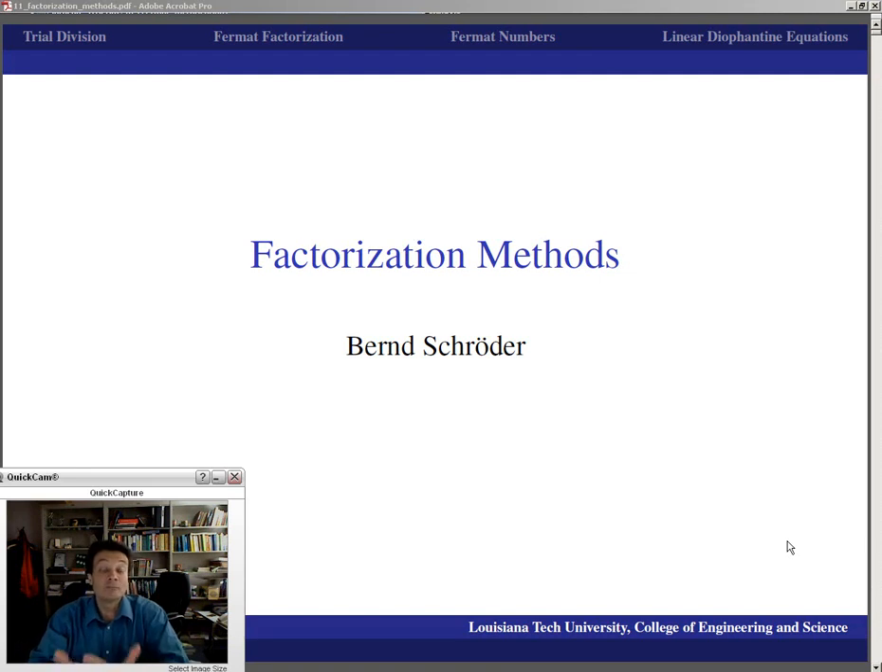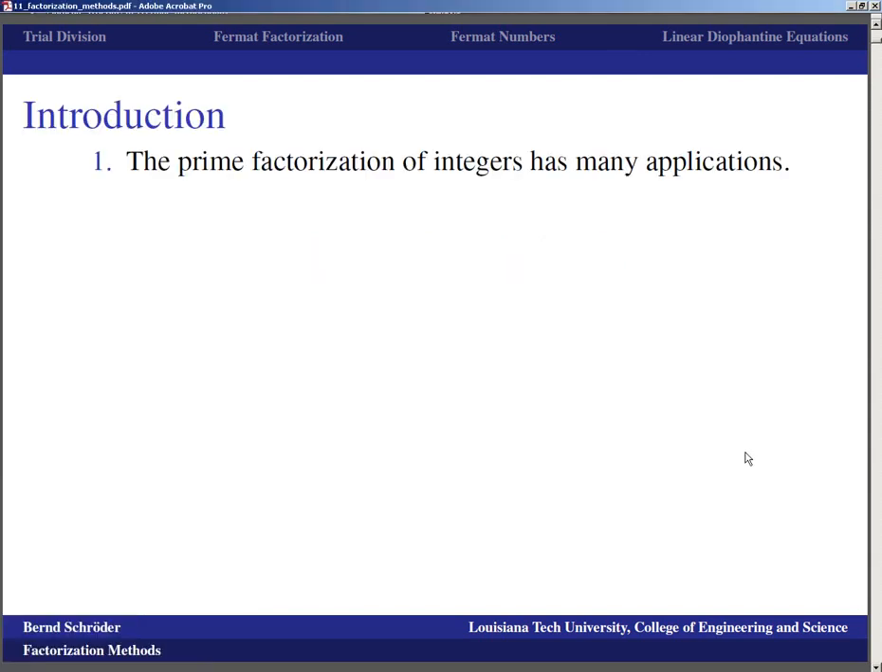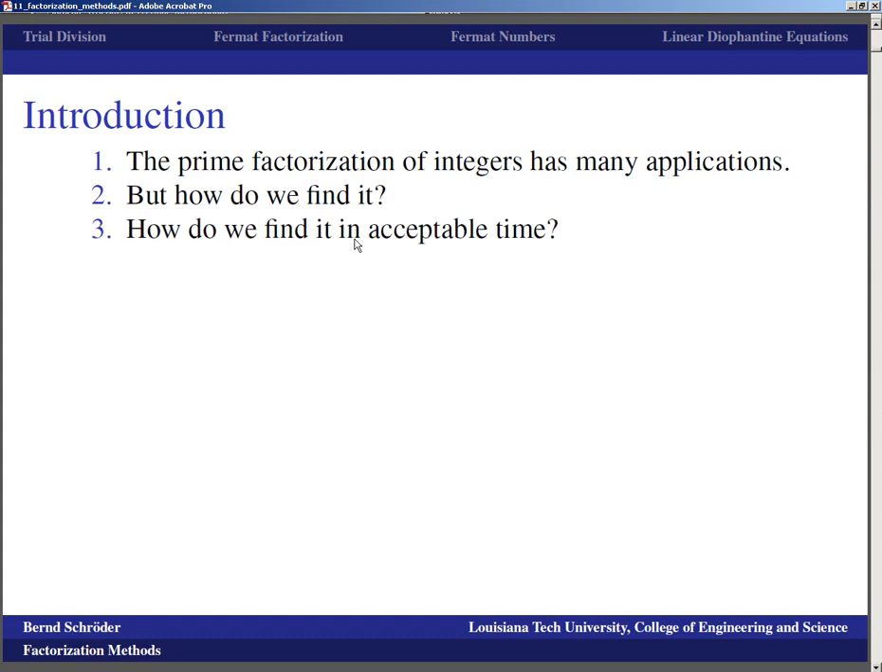Okay, well, we've seen now that the prime factorization certainly is useful, and so that means we ought to start thinking about how to find that prime factorization. Basically, we've already used it in some of the theorems we've proved in earlier presentations, but it certainly has quite a few applications besides those theorems. But the big question is, how do we find that prime factorization? And then, much more importantly, how do we find it in an acceptable time?